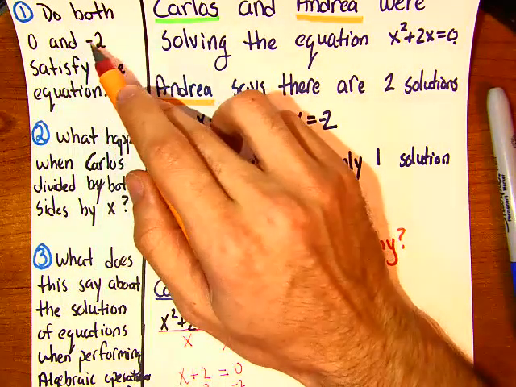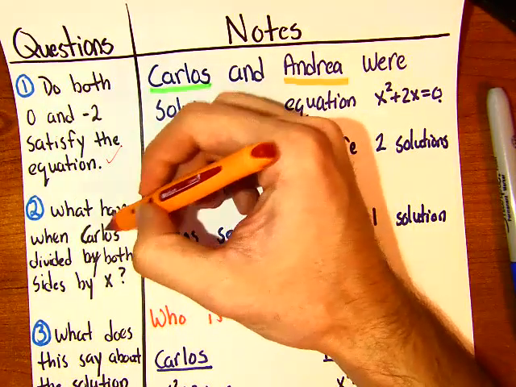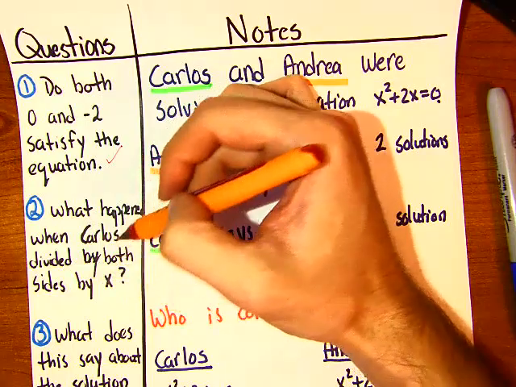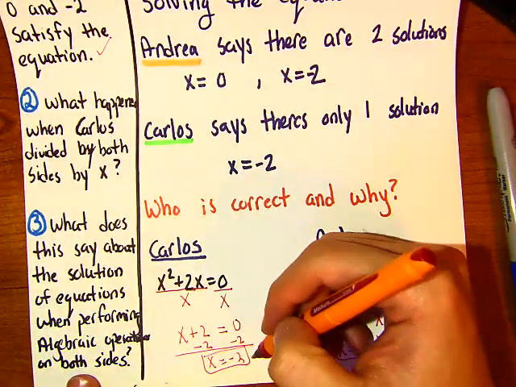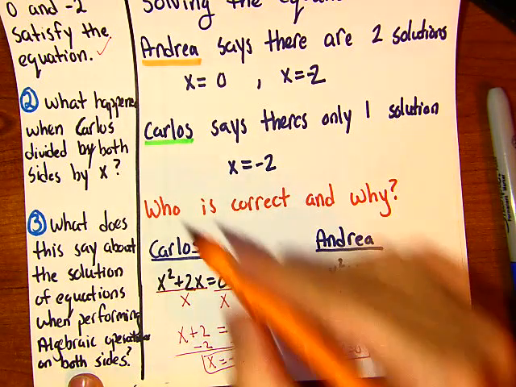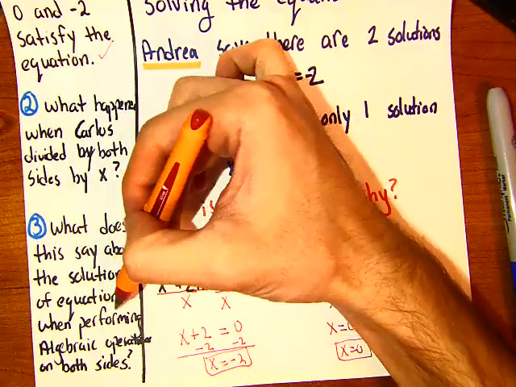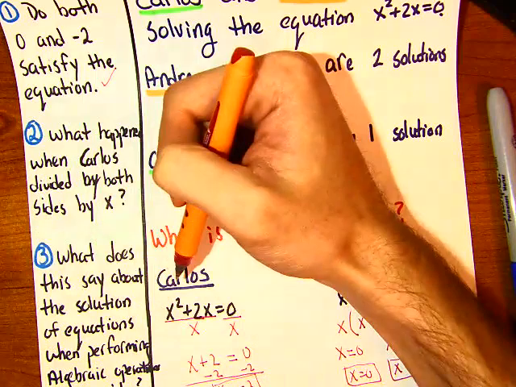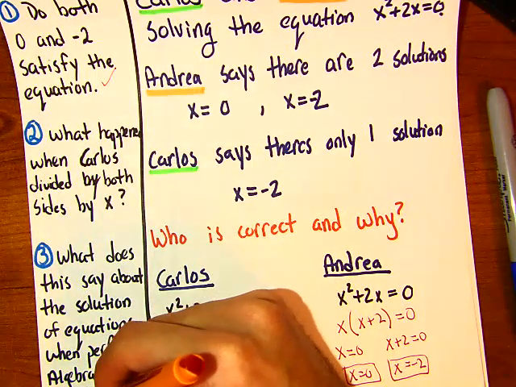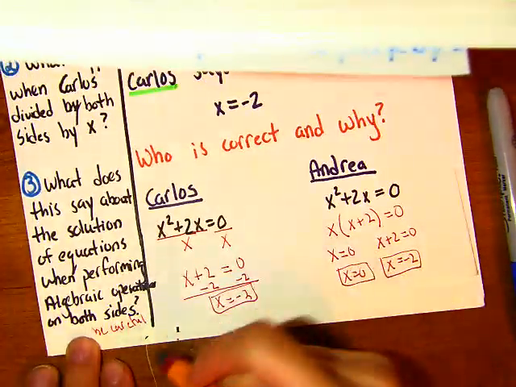Do both 0 and negative 2 satisfy the equation? Absolutely. What happened when Carlos divided both sides by x? Carlos lost one of the possible values for x. And what does this say about the solution of equations when performing algebraic operations on both sides? Be careful. Be very careful. Alright, let's move on.